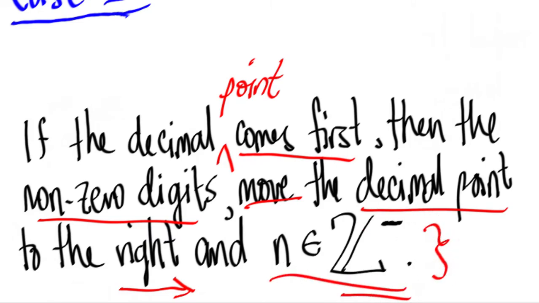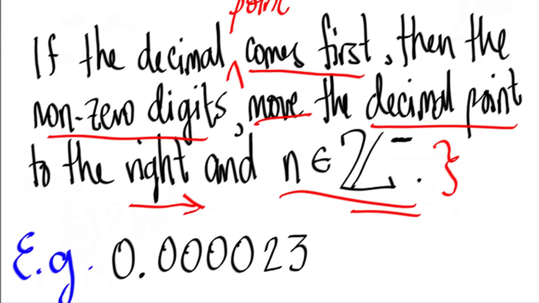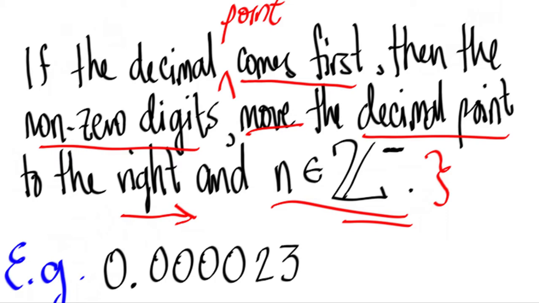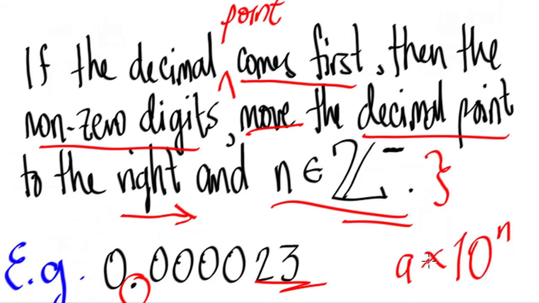Okay, so one example will be like this. We can see in this example that the decimal point comes first, which is shown here, and then followed by the non-zero digits. Again, when I say non-zero digits, these are the digits which are not zero. So 2 and 3 are the first non-zero digits, and we see the decimal point comes first. So if this happens, we will move the decimal point, obviously going to the right, in order to achieve the value of a. Again, our scientific notation must be in the form of a times 10 raised to n.